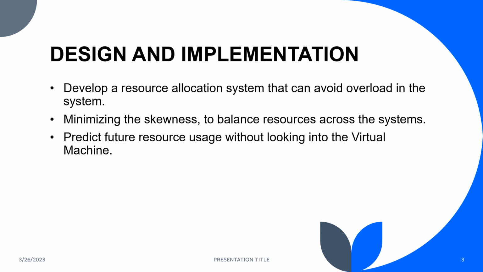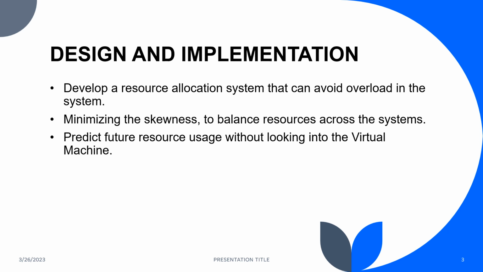The paper talks about designing and implementing a resource allocation system that can avoid the overload in the system, minimize the skewness and balance the resources. When we talk about skewness, we are referring to the utilization of compute, memory, storage, all kinds of resources equally without any unevenness.